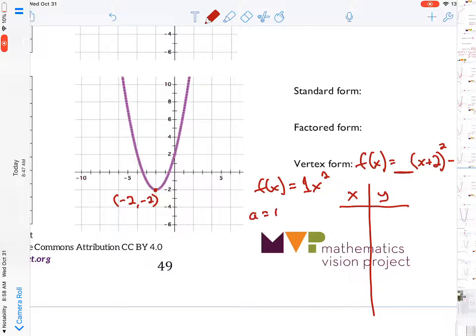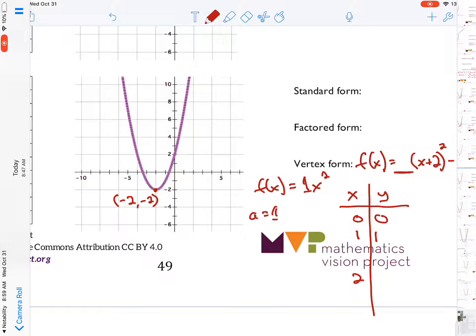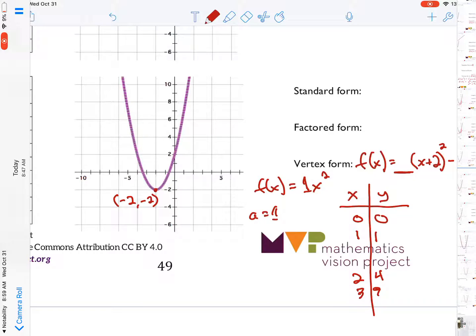And just remember that here a is 1, right? So if x is 0, y is 0, because 0 squared times 1 is 0. If x is 1, 1 squared is 1, times our a value of 1 is 1. And if I put in 2, 2 squared is 4, and 4 times 1 is 4. And then 3, 9, and I'm sure that you can pick up on the pattern from there. So we just need to see if that is exactly what's going on here.